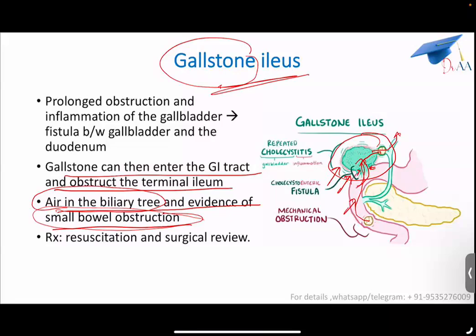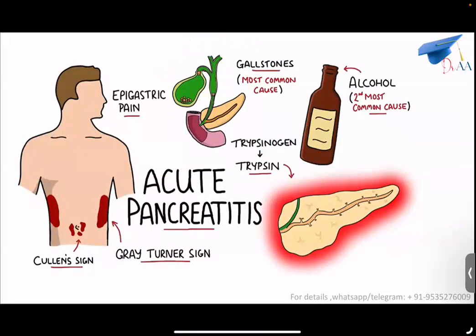Here, you can't do much. You need to just do resuscitation. IV antibiotics might be required if the patient is sick, and you need to involve the surgeons immediately. This is known as gallstone ileus.